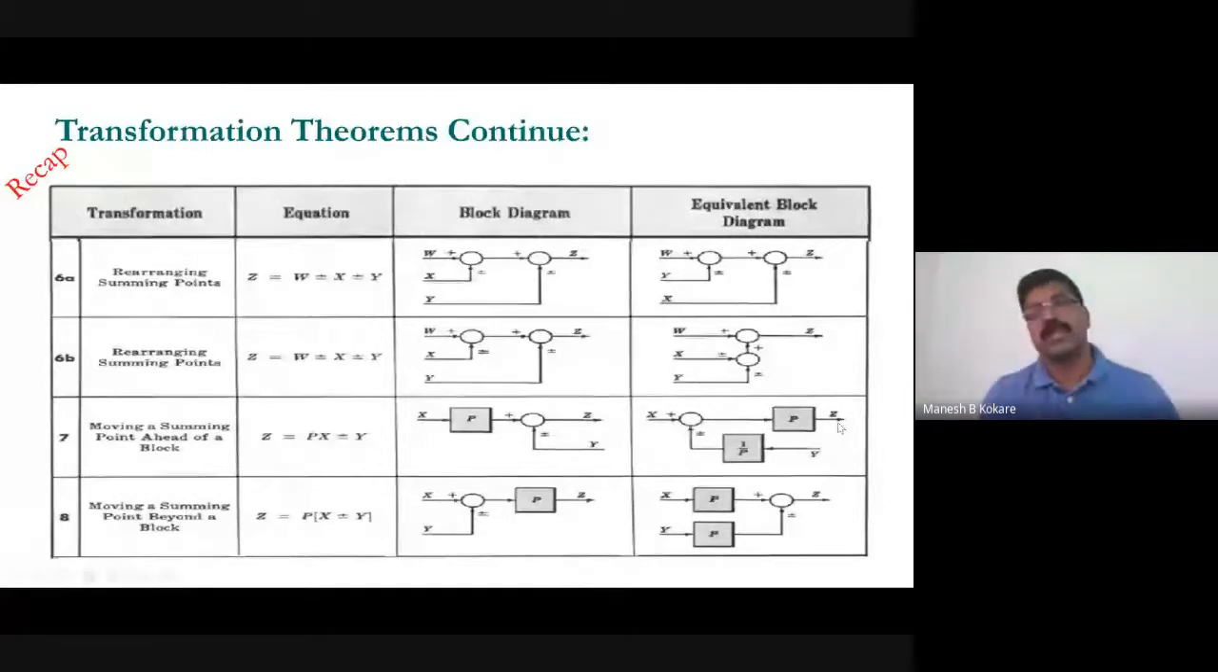So Z will remain the same. So when you are shifting this summing point ahead of the block, you have to add one more block having transfer function equal to 1 by P, right?